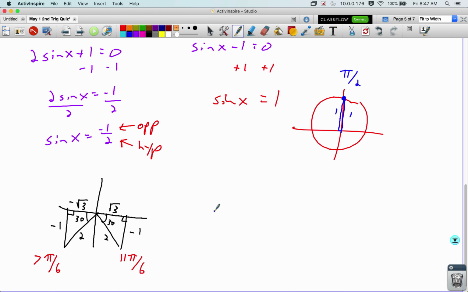All right, so now I'm going to write down all my answers. X equals, I'll go in order, pi over 2 plus 2 pi n, 7 pi over 6 plus 2 pi n, and 11 pi over 6 plus 2 pi n, where n is an integer.